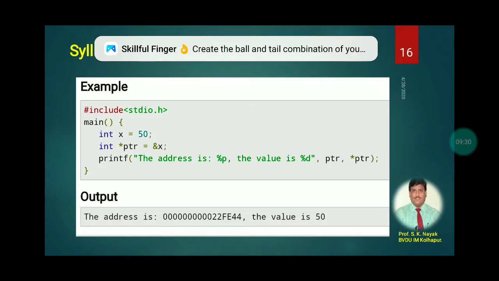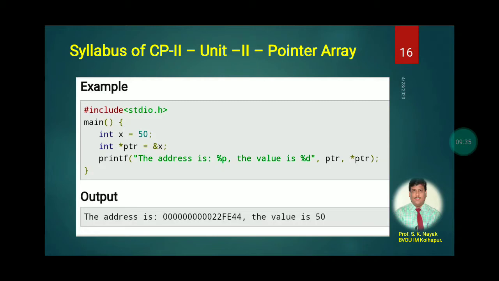So now you will have the output here. The address is 000022FE44. This is the output of %p from ptr, and the value is 50. It's star ptr giving the value of x. Star ptr here is assigned ampersand of x. So the address which is assigned to x holds 50, and that can be fetched through star ptr. This is the simple program which helps a pointer to fetch the value of a variable.